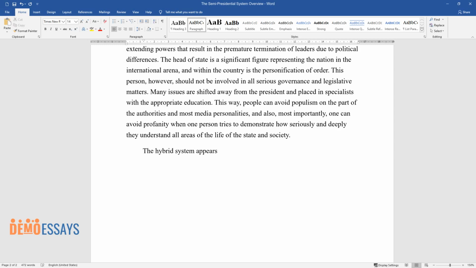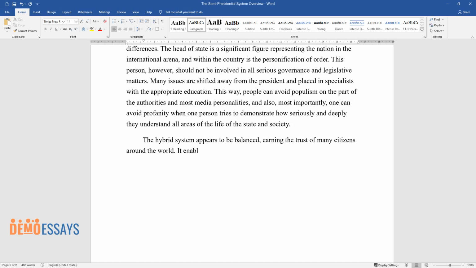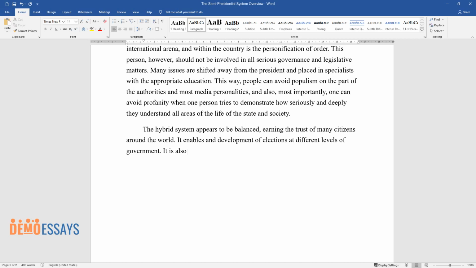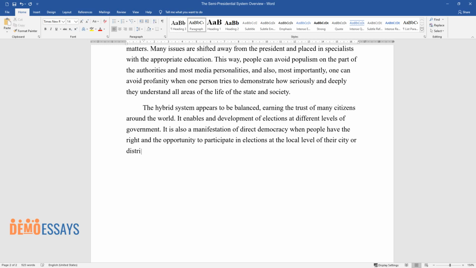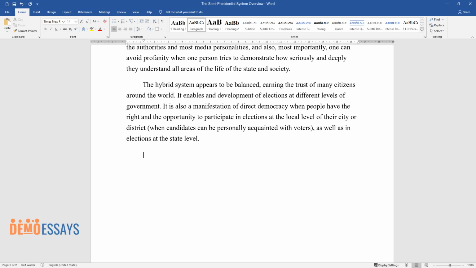The hybrid system appears to be balanced, earning the trust of many citizens around the world. It enables the development of elections at different levels of government. It is also a manifestation of direct democracy when people have the right and the opportunity to participate in elections at the local level of their city or district, when candidates can be personally acquainted with voters, as well as in elections at the state level.